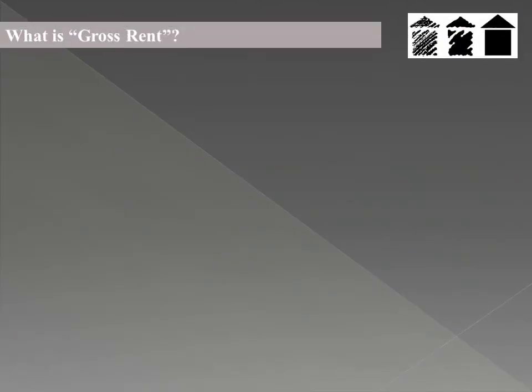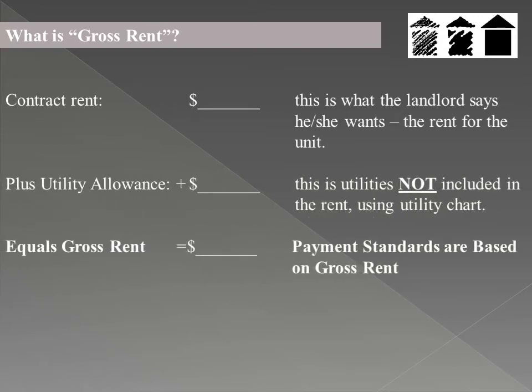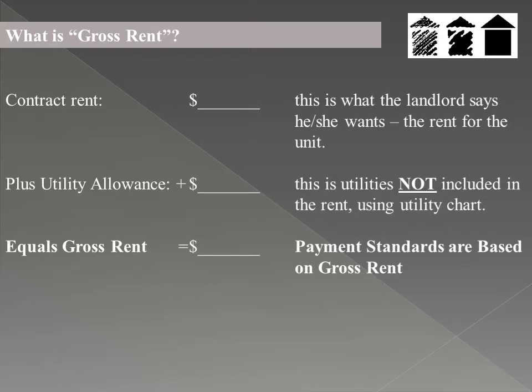What is gross rent? Gross rent is the contract rent plus utility allowances. Contract rent is the amount of money the landlord is renting the unit for. The utility allowance, as you just learned, is the allowance for utility costs that will be the tenant's responsibility to pay.